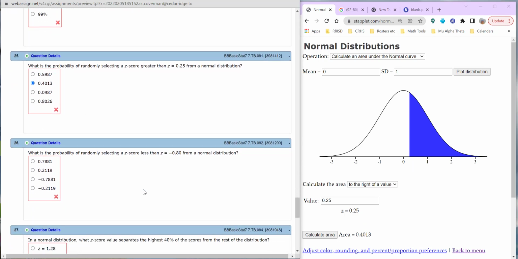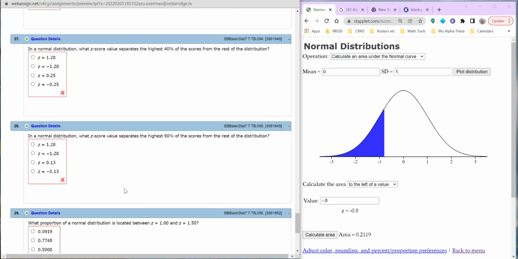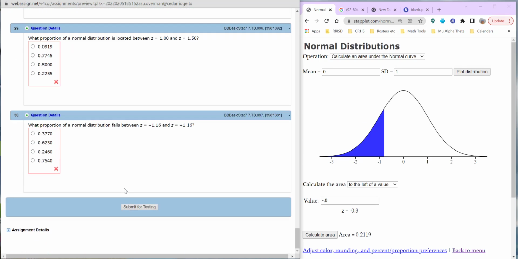What is the probability of randomly selecting a z-score less than, so to the left, of -0.8? And you hit calculate. It's 21.19%. And wow, are we almost done? Tell you what, let me go ahead and submit what we got so far. We're almost done.